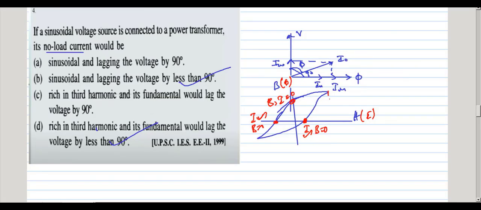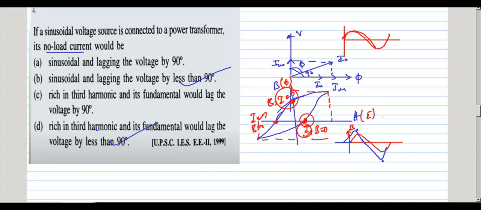But you can see the current maximum and flux maximum occur simultaneously. When the current is zero, the flux is not zero, and when the flux is zero, the current is not zero. If you apply a sinusoidal voltage, let this be the flux. What happens to the current? The current maximum and flux maximum occur simultaneously, and the current looks something like this.